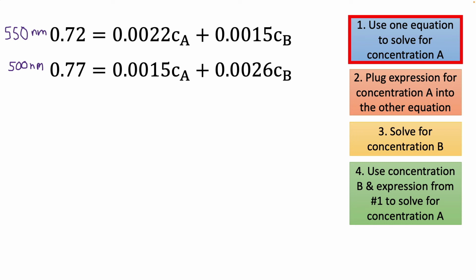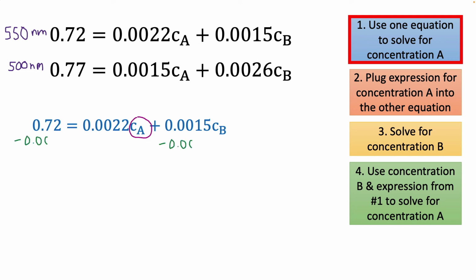You can pick either one of these. I'm just going to pick the 550 nanometer equation because it's first. So we're going to use that equation to solve for concentration A as a function of concentration B. Here's our equation. We're trying to get concentration A on a side by itself. So we're just going to do a couple of different operations.